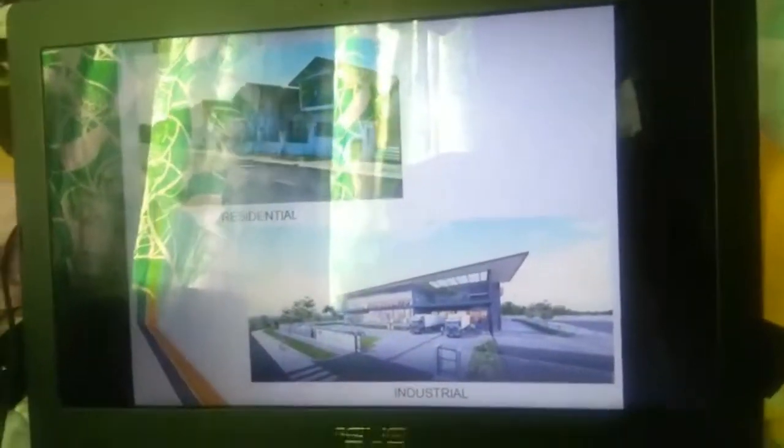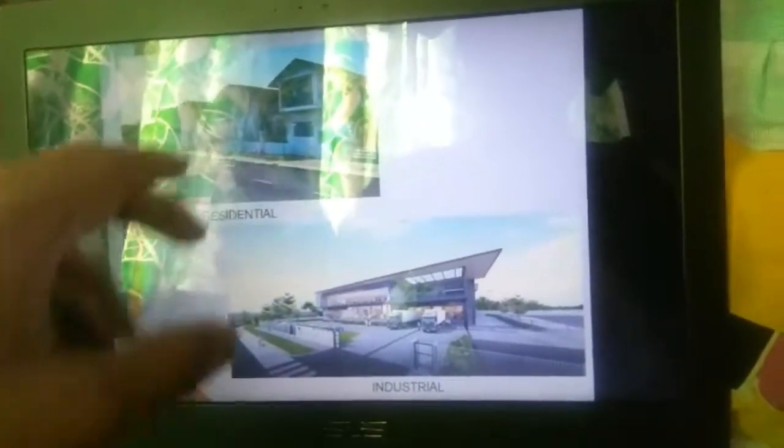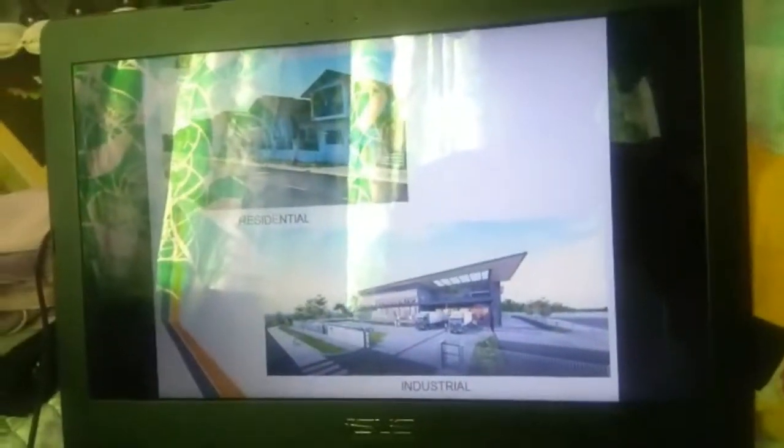And this is how the loads look like. This is residential, and this is residential and industrial load. And that's all from us.